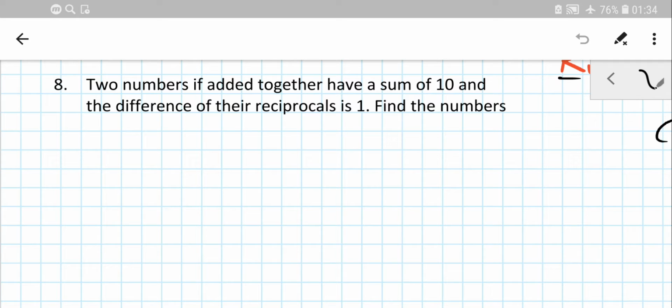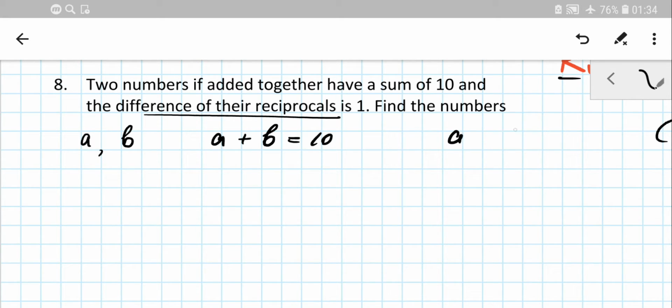So two numbers, if added together, have the sum of 10 and the difference of their reciprocals is 1. Okay, so let's convert each statement into algebraic equation. So you've got two numbers, let's say A and B. If you add them together, you have the sum of 10. Alright, and the difference of their reciprocals.